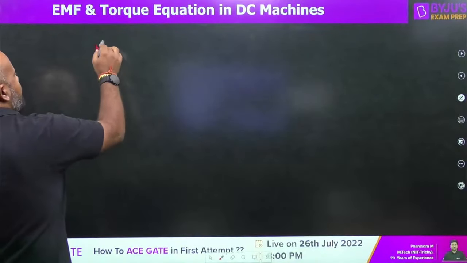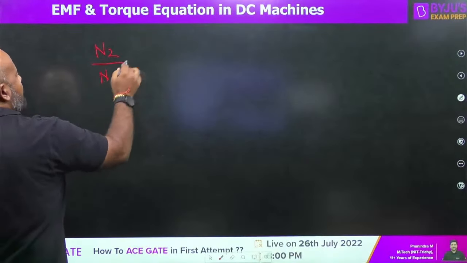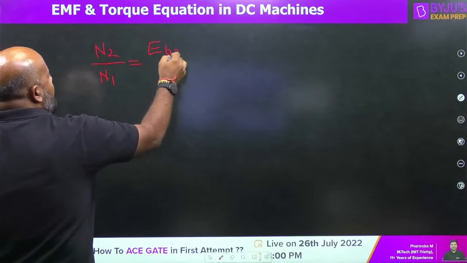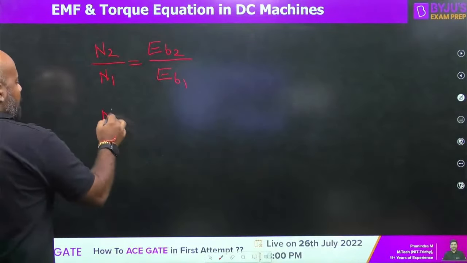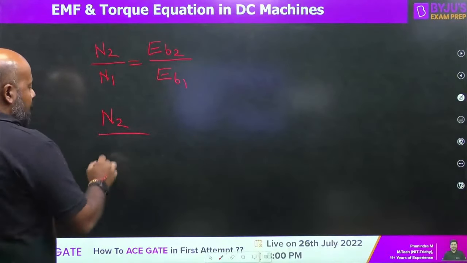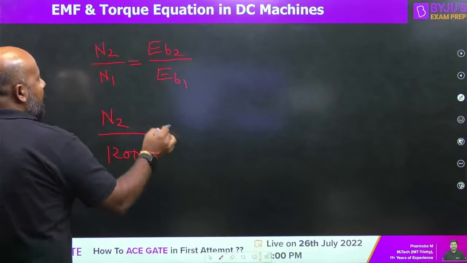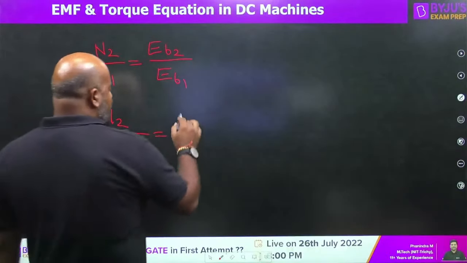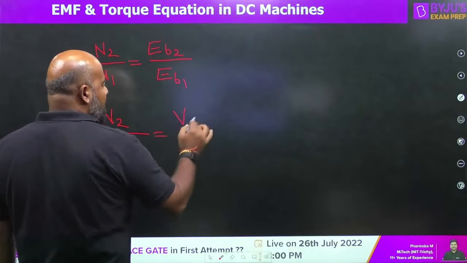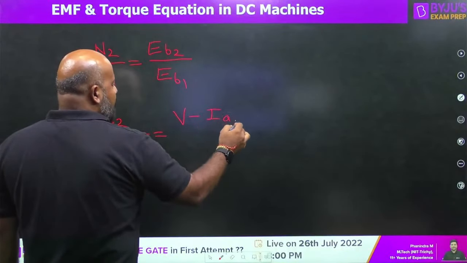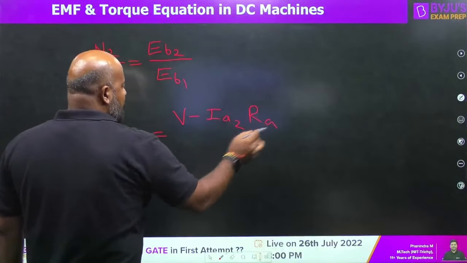You have to write the speed as N2 upon N1 is back EMF for the second case, back EMF for the first case. N2 you have to find. What is N1? N1 is, I think, 1200 RPM. What is EB2? Now EB2 you can write as, listen. EB2 you can write as supply voltage minus armature current in the second case and armature resistance.